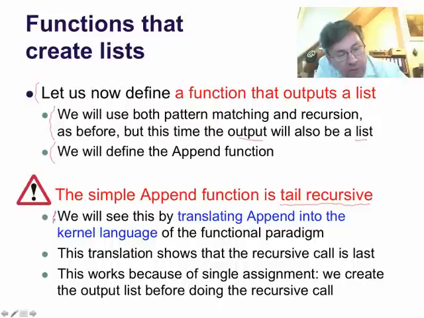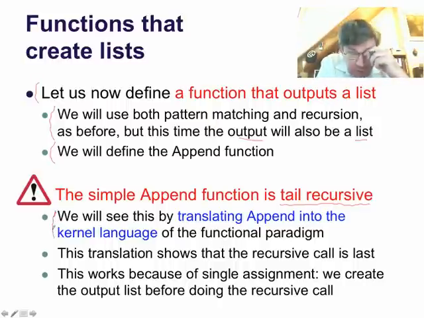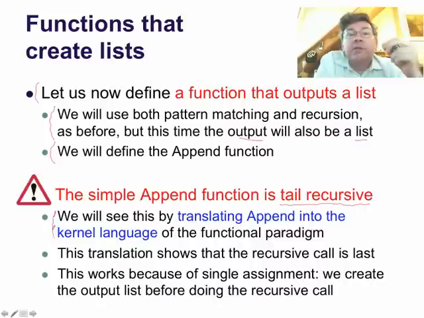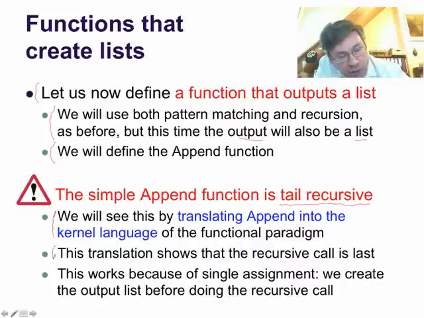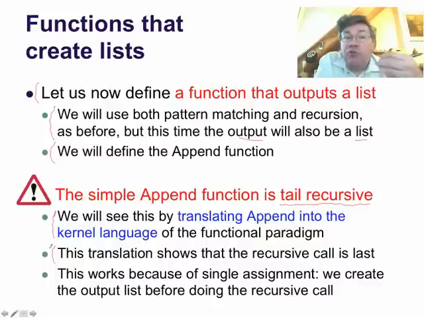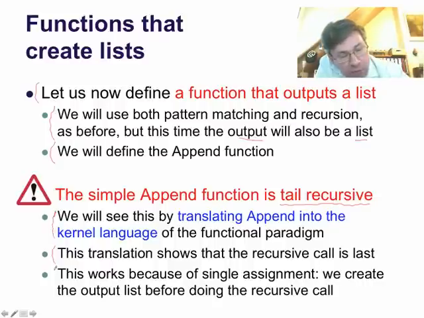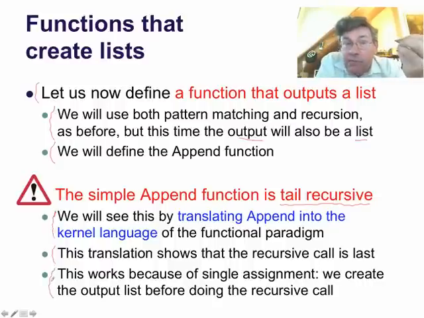And we will see this by translating append into the kernel language of the functional paradigm. So this is the first time we are going to use the kernel language in order to help us understand the execution of a program. So this translation into kernel language will show us that the recursive call of the append is in fact the last call in the function body, and it will also show us that it's possible because of single assignment.